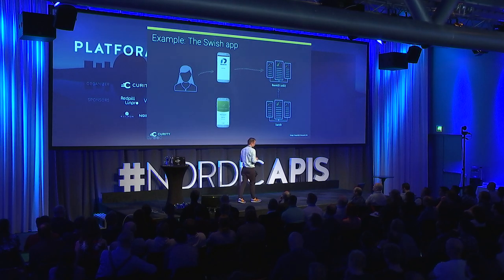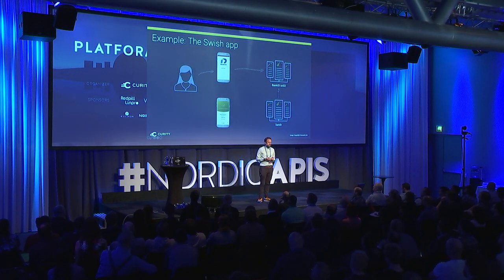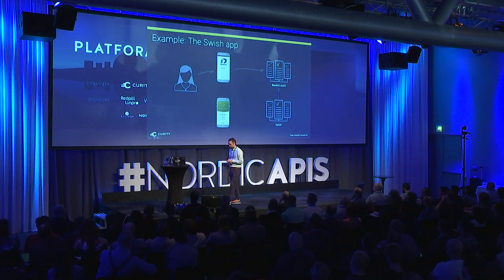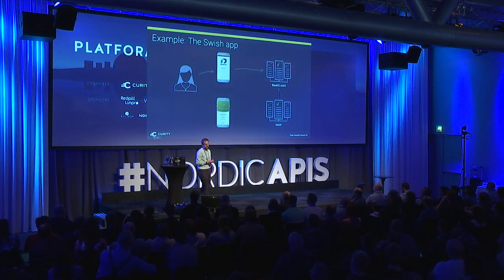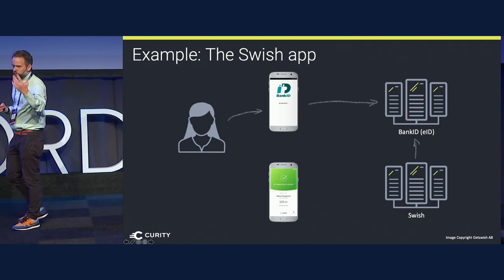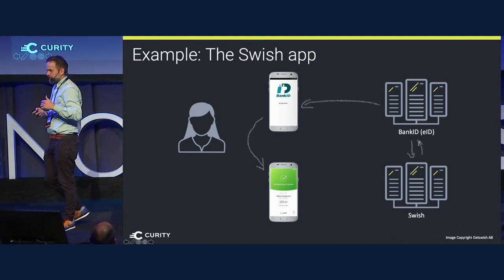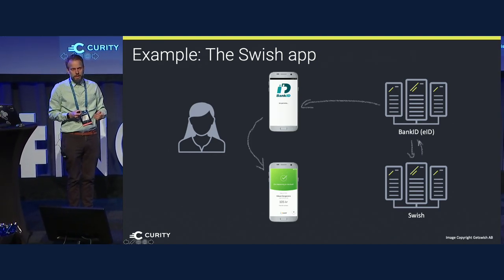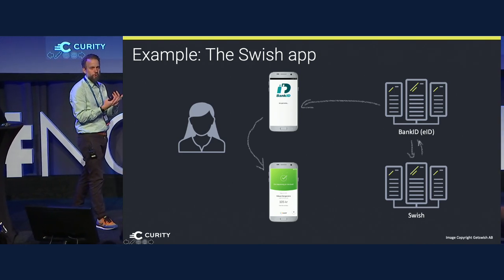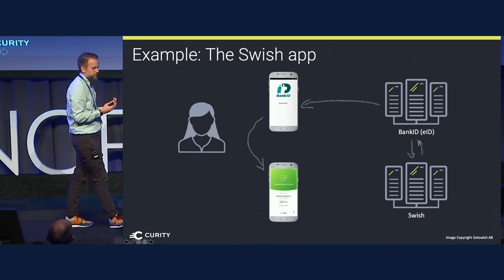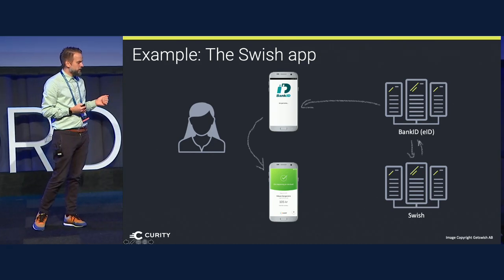So Swish is combined with another app called BankID. And BankID is sort of a national EID in Sweden provided by the bank. So I guess it's not a national EID, but it's the only one we got. So when you want to use the Swish app, it opens BankID first, communicates with the BankID server, you log in, and then it jumps back to the Swish app, and now you're pretty thoroughly authenticated. The Swish app has a pretty good idea of who you are.